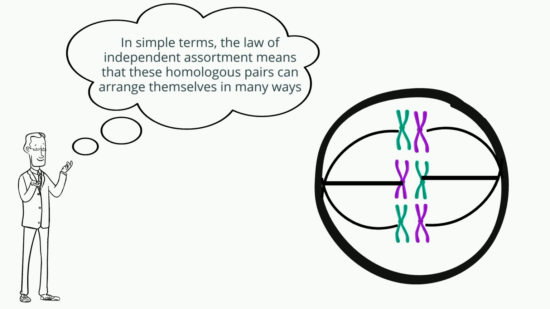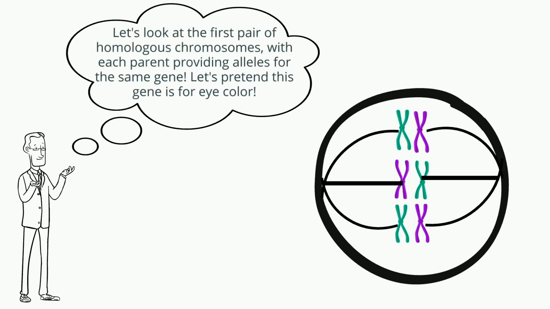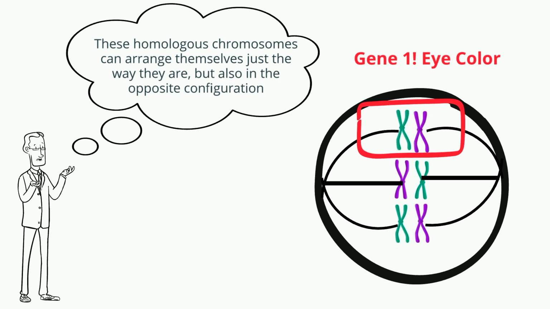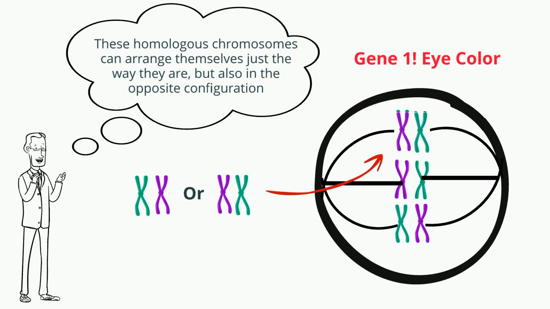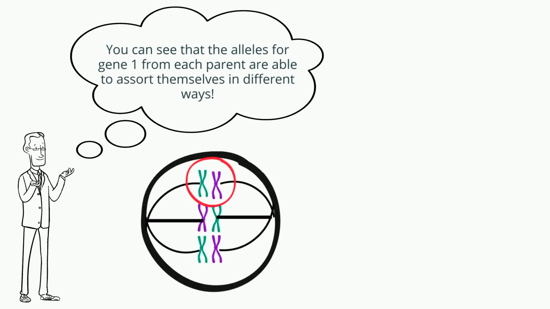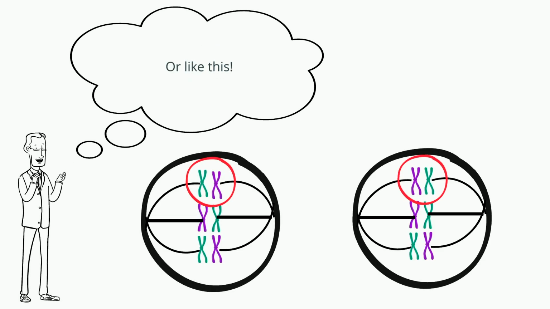In simple terms, the law of independent assortment means that these homologous pairs can arrange themselves in many ways. Let's look at the first pair of homologous chromosomes, with each parent providing alleles for the same gene. Let's pretend this gene is for eye color. These homologous chromosomes can arrange themselves just the way they are, but also in the opposite configuration. You can see that the alleles for gene 1 from each parent are able to assort themselves in different ways, like this, or like this.